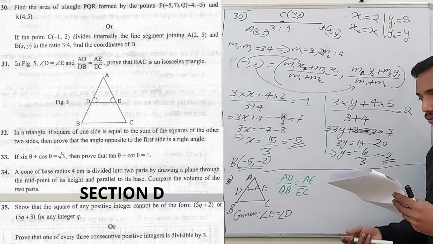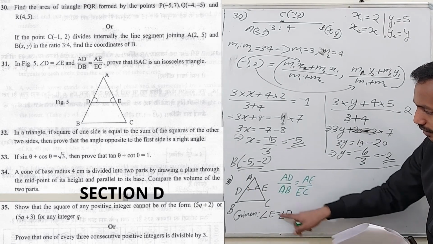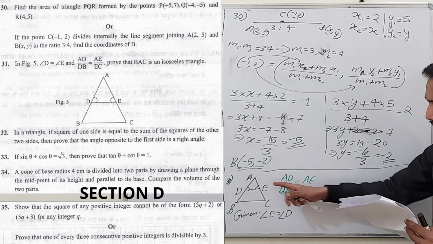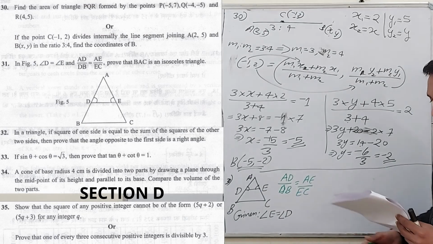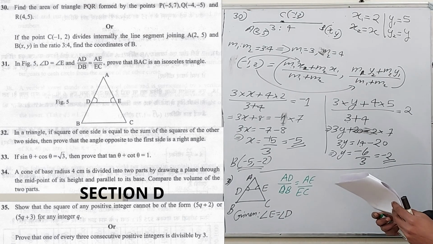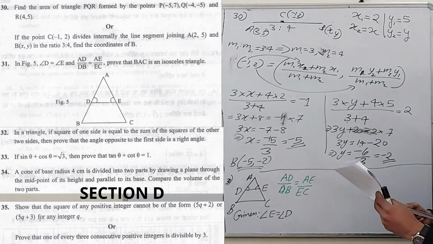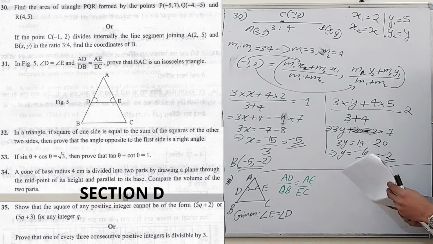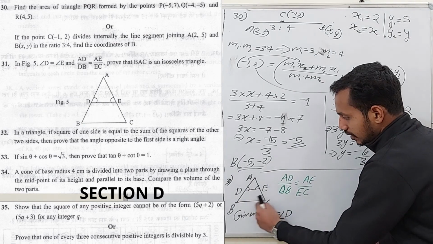Now come to question number 31. Here it is given that angle D is equal to angle E. These two angles are equal, and AD by DB is equal to AE by EC. Prove that BAC is an isosceles triangle. That is what we need to prove. BAC means the entire triangle.